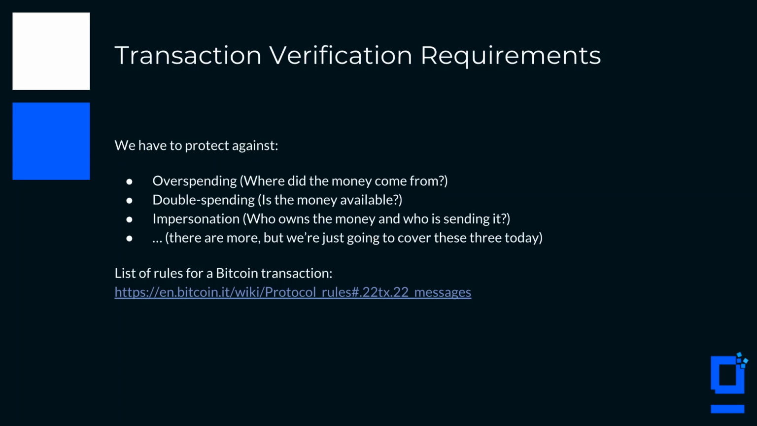Then we have this double spending problem. Is the money available is kind of the question we're asking here. So imagine Alice makes two transactions. One of them is Alice sending 50 coins to Chris, and one of them is sending 50 coins to Bob, and she sends them both at the same time, but she sends one to Chris and the other to Bob, right? So they update their spreadsheets, and then their accountants talk to each other and say, hey, wait a minute, our ledgers don't match up, and they have to somehow resolve that situation.